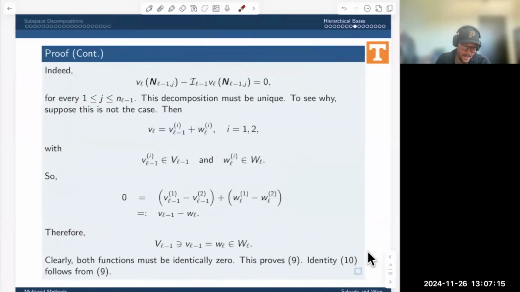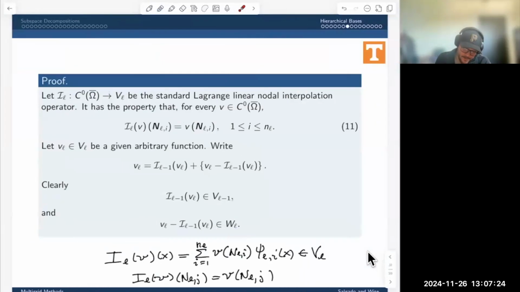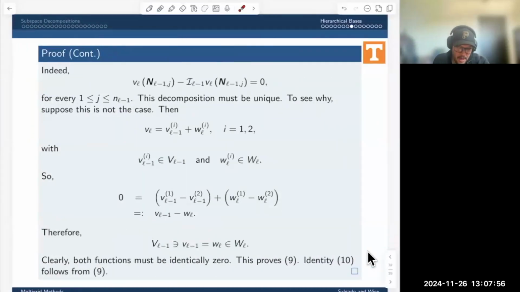Is that true? Well, how do we know that it's in WL? All we have to do is show that if I evaluate this function, you can call it a difference function if you like, you can call it WL. But this function here, all we know so far is that it's in VL. We want to show it's in WL. So how do we do that? Well, the way we do it is to show that its values at the nodes of level L minus 1 all vanish. Its values at those nodes vanish. So that's what I'm aiming to do right now.